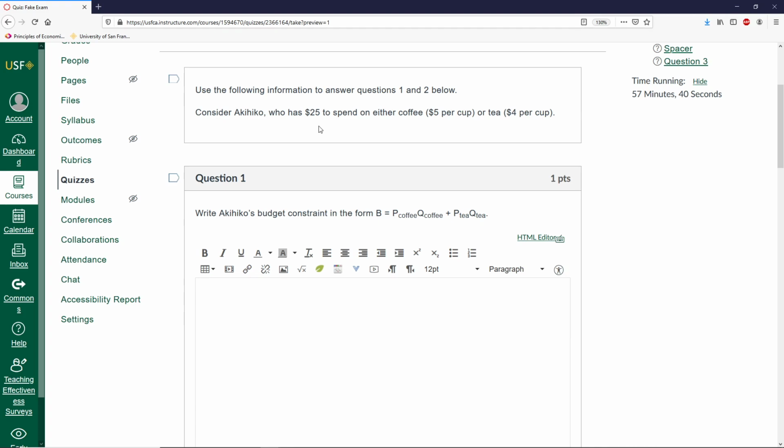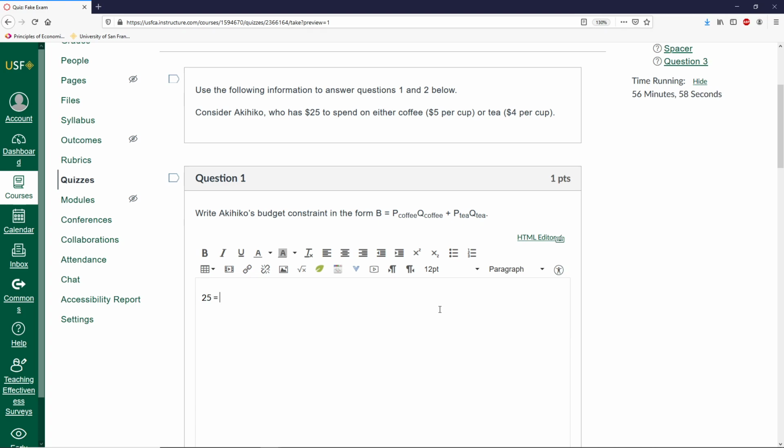Okay. So in any case, an example short answer math question you might see for Friday's exam is something like this. Use the following information to answer questions 1 and 2 below. So there's just a little text box to give us info for questions 1 and 2. Consider Akihiko, who has $25 to spend on either coffee, which costs $5 per cup, or tea, which costs $4 per cup. Question 1 just says, write Akihiko's budget constraint in this form, right? The budget is equal to the price of the coffee times quantity of coffee plus price of tea times quantity of tea.